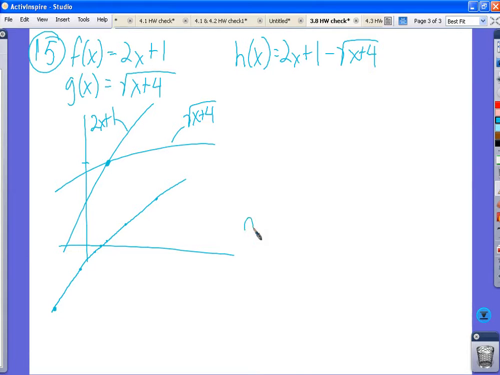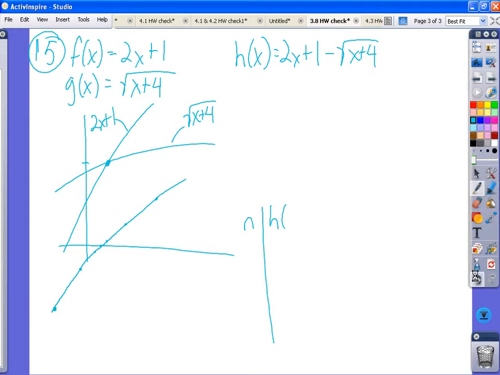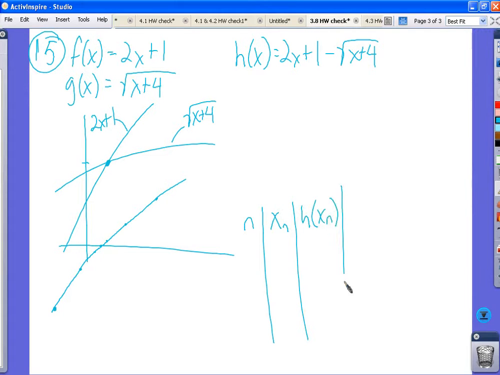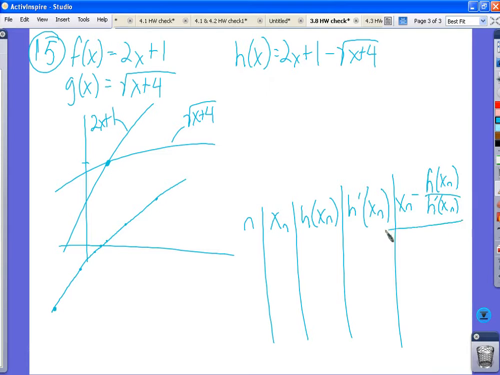And we know what we're going to do each time. First we need to know what x is. We need to know x of n, and h of x of n, and h prime of x of n, and x of n minus h of x of n over h prime of x of n. So we need h prime. What's that? 2 minus 1/2 times x plus 4 to the negative 1/2. Boom. Differentials.